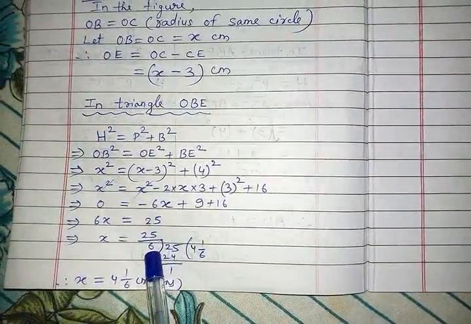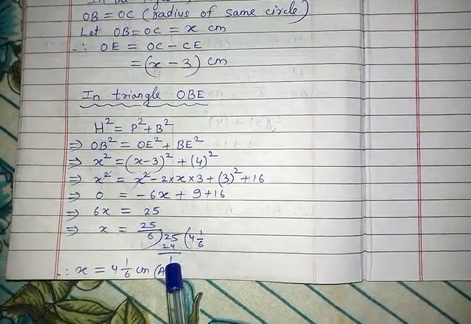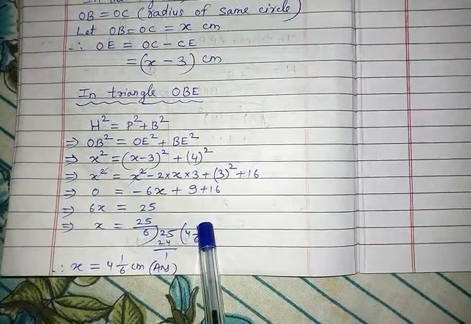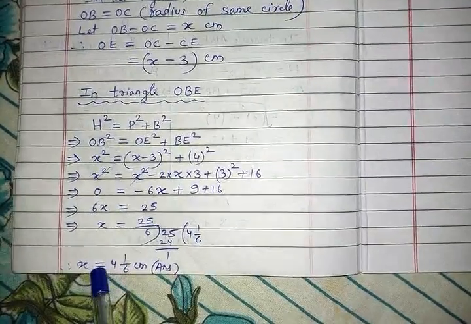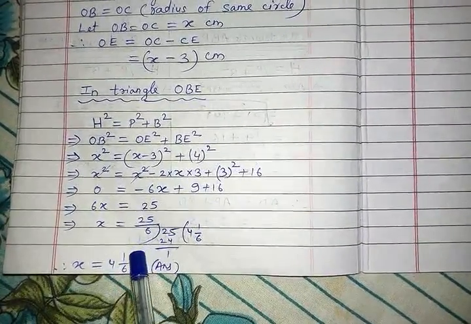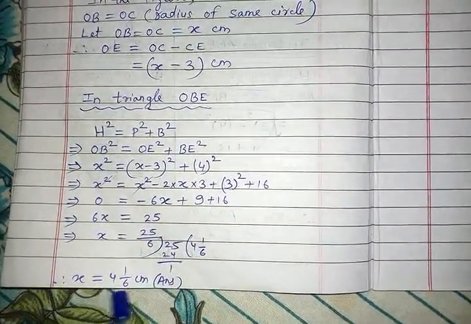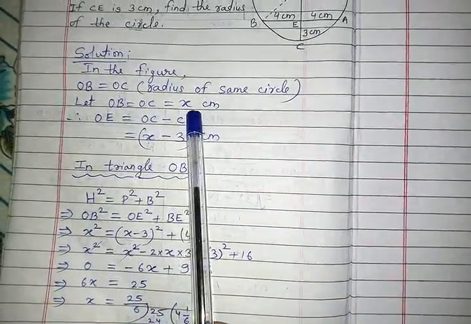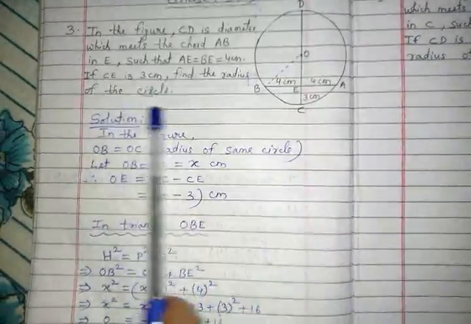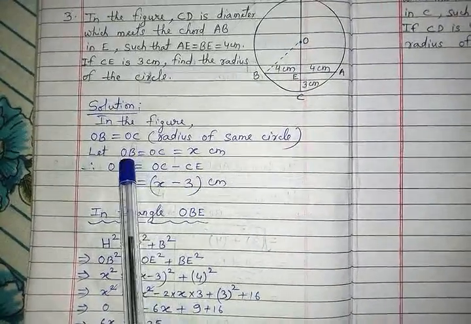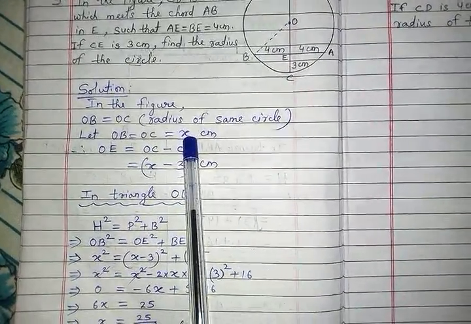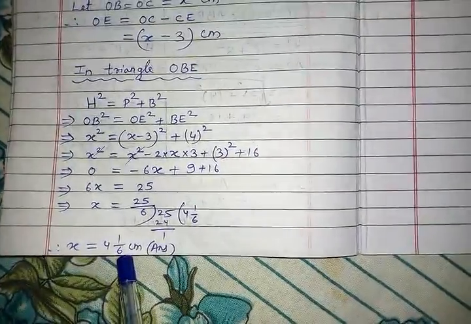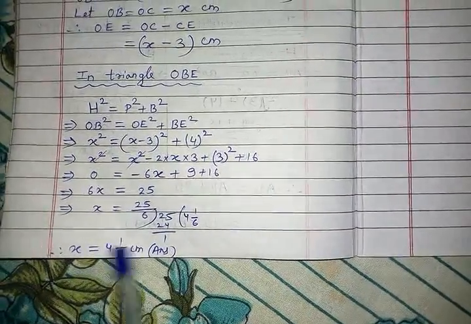If we divide, 6 4s are 24, 1 comes as remainder, 1 by 6. So x equal to 4 whole 1 by 6 centimeter, because x is our radius, because we have to find the radius. The question is find the radius, and radius is OB, and OB we have kept as x. So the value of x is 4 whole 1 by 6. That is our radius. So our answer has come.